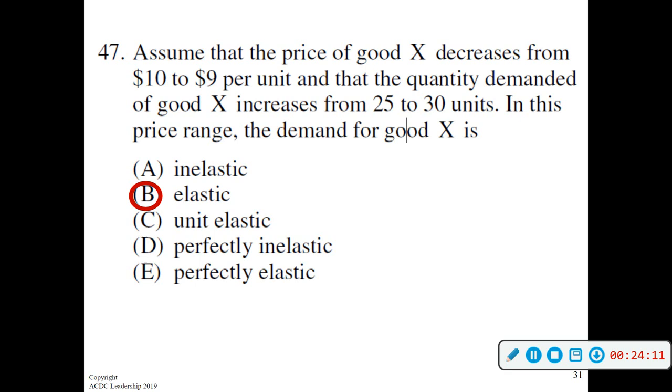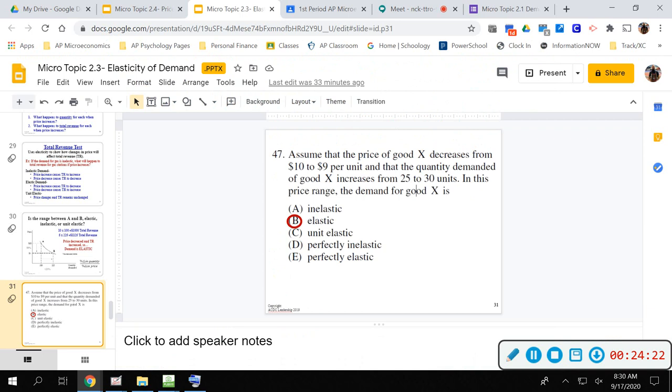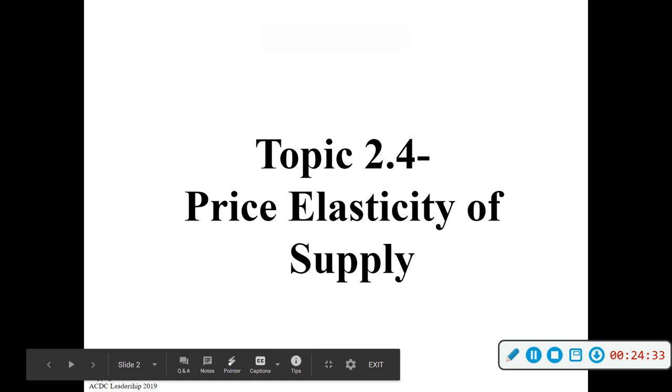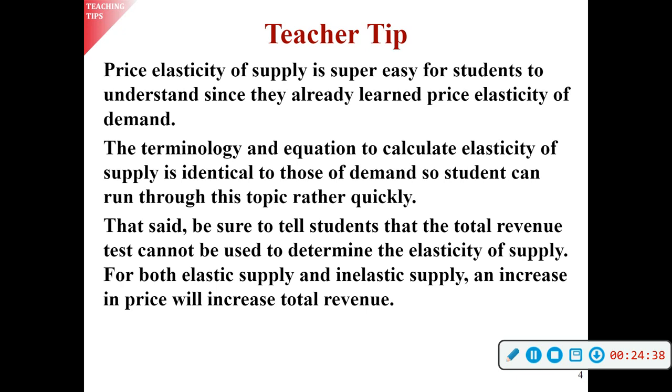Okay, so that's it for 2.3. 2.4 is price elasticity of supply, but this goes much quicker. We'll be through this one in a couple minutes. Because it's the exact same, but the exact opposite. So, price elasticity of supply. You already have the general idea of what price elasticity of demand is.